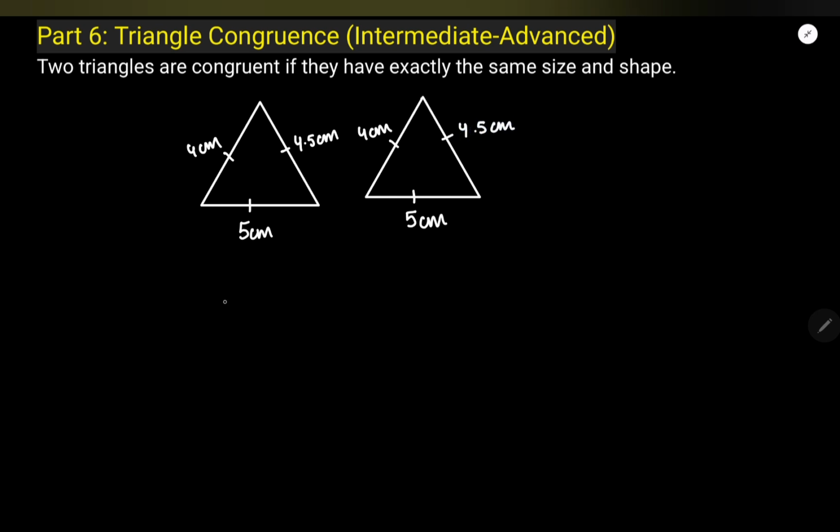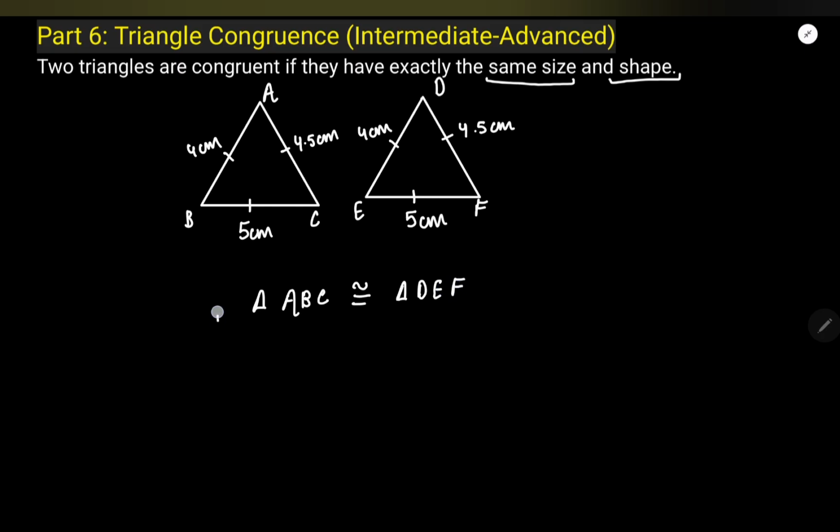So any two triangles that are exactly the same size and the same shape are called congruent. Suppose this is ABC and this is DEF, then how do we write them? We write triangle ABC is congruent, this is the symbol of congruency, to triangle DEF.